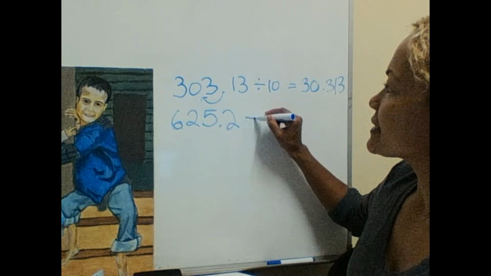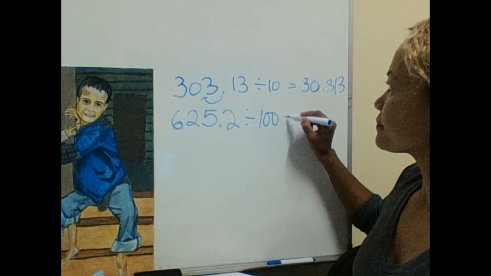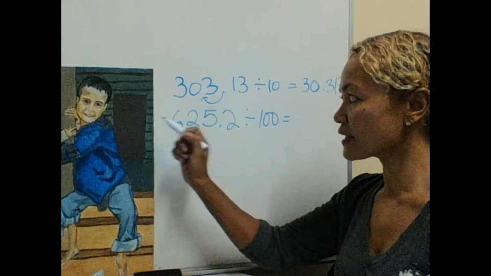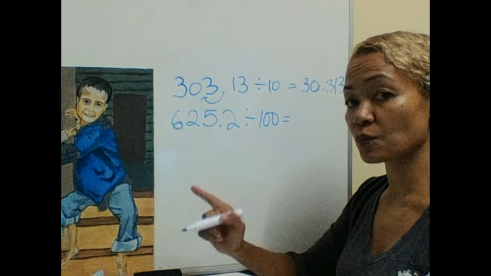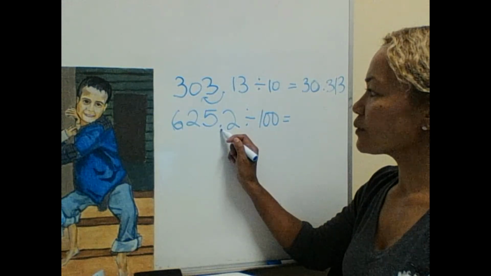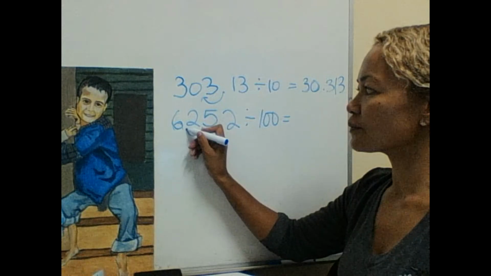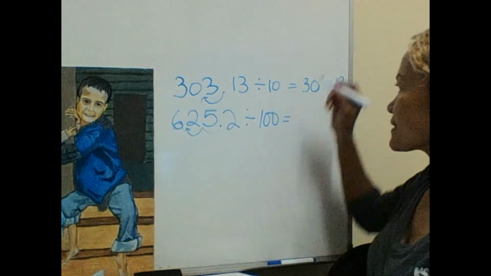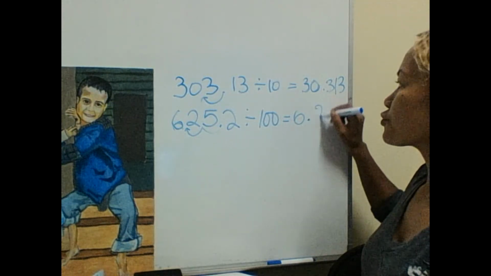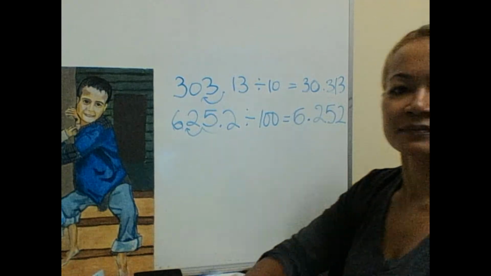625.2 divided by 100. Again, the decimal place will move to the left to make this starting number smaller because you're dividing, you're cutting. So 2 zeros, it'll move 2 places. 1, 2. So this will now be its place. The answer will be 6.252. Right?